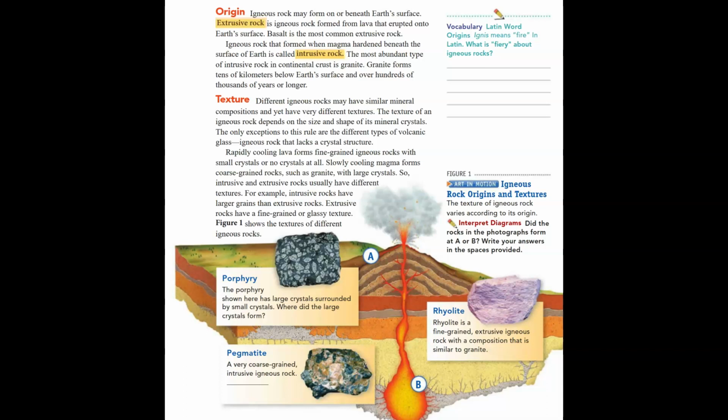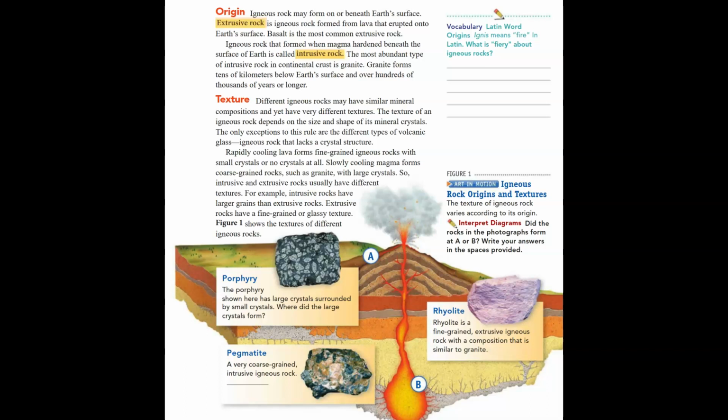So intrusive and extrusive rocks usually have different textures. For example, intrusive rocks have larger grains than extrusive rocks. Extrusive rocks have a fine-grained or glassy texture. Figure 1 shows the textures of different igneous rocks. So here we go. We need to find out, did they form inside or outside of Earth's surface? Are they extrusive or are they intrusive?